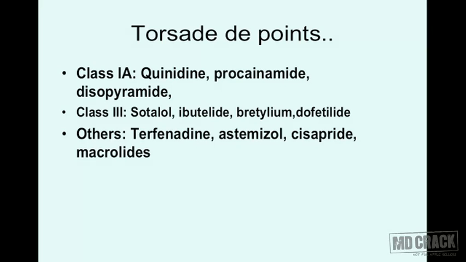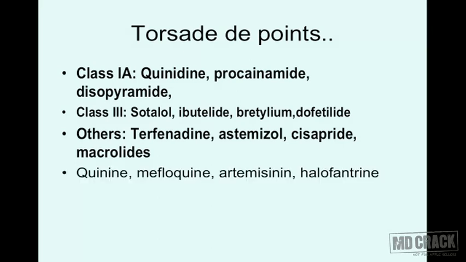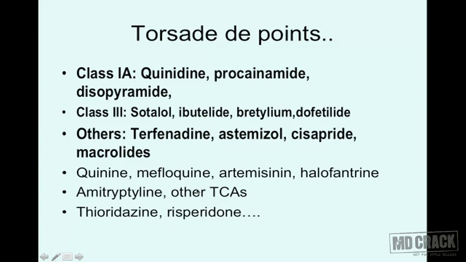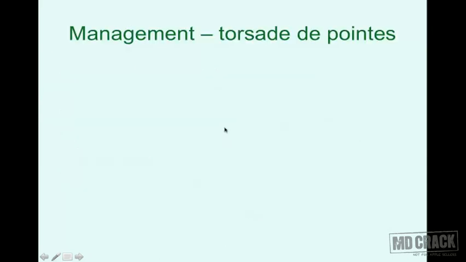So these drugs have got the potential to inhibit the outward potassium current, so they can lead to Torsade point arrhythmia. Some additional agents are quinine, mefloquine, artemisinin, and halofantrine. All these are anti-malarial agents. Then amitriptyline and other tricyclic antidepressants, and thioridazine and risperidone, these are antipsychotic agents. All these can produce Torsade point arrhythmia.